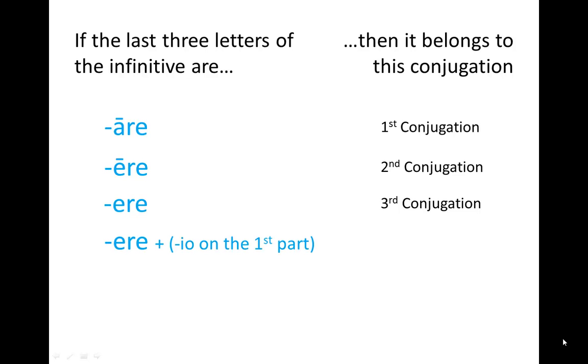If the last 3 letters of an infinitive are short E-R-E plus the letters I-O on the end of the first principal part, you have a conjugation called third I-O. And lastly, if you have long I-R-E as the last 3 letters, then you have a verb belonging to the fourth conjugation.